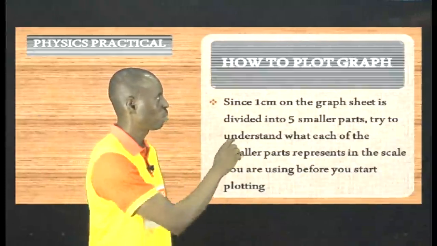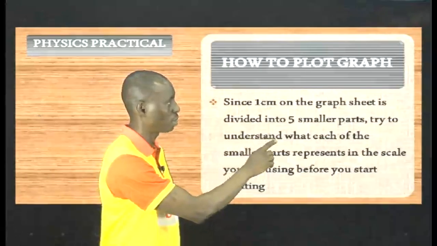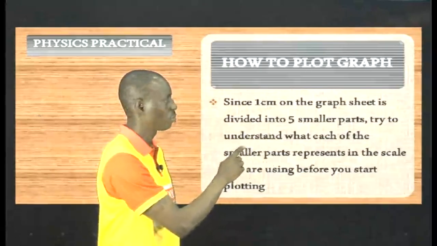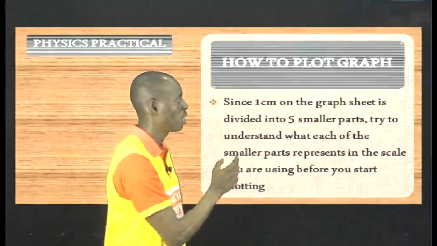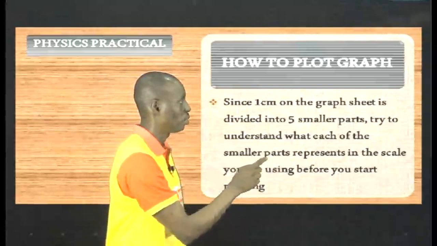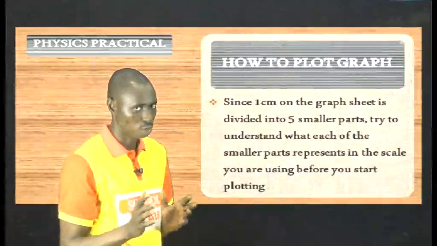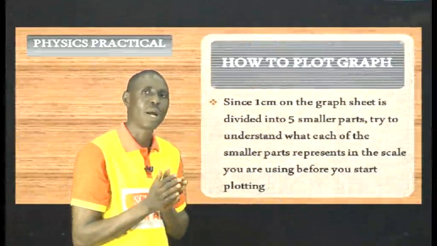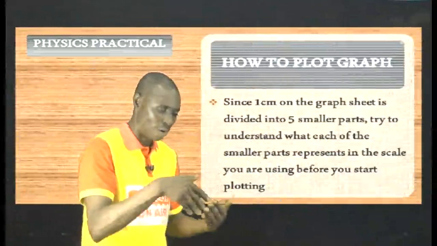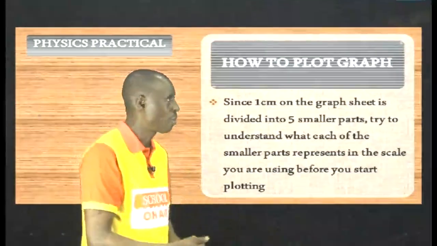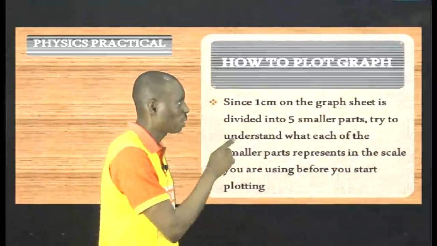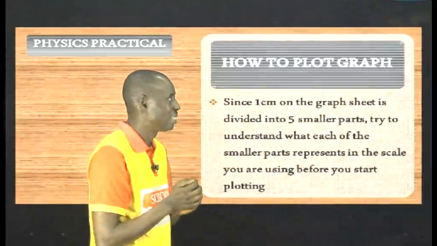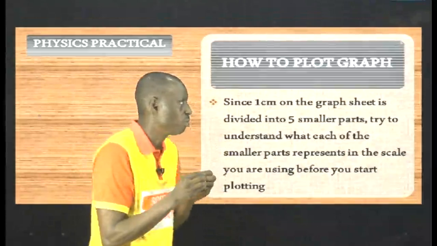Like I said now, since 1 centimeter of the graph sheet is divided into 5 smaller parts, try to understand what each of the smaller parts represents in the scale you are using before you start plotting. I hope you are going to take note of that. Let's look at that again. 1 centimeter of the graph is divided into 5 smaller parts. So you are dividing 1 centimeter into 5 smaller parts. You have to understand what each of those smaller units represents in the scale you are going to use before you start plotting.